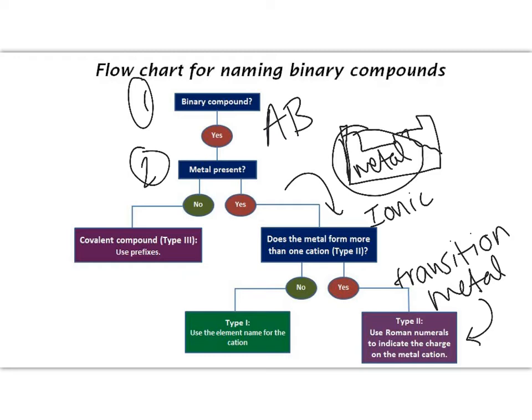If you don't have a transition metal and you just have a group A metal in here, you're just going to find those charges or just name that element. If you don't have a metal present, if you have all nonmetals, you're going to be using prefixes because you're dealing with a covalent compound. All right, so let's go ahead and go through some examples, and we're going to follow this process as we go.